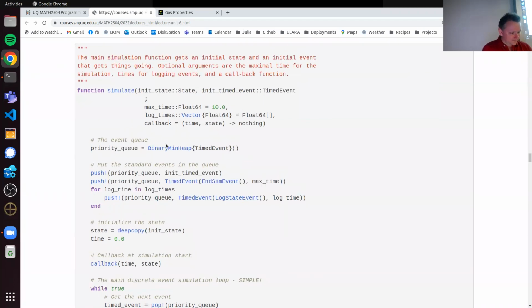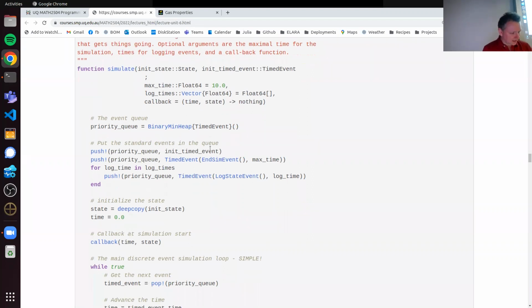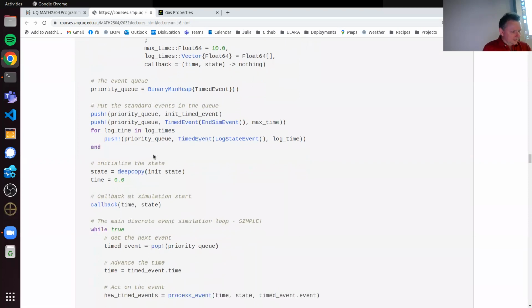Okay, we're going to have a queue, right? And the items in the queue are timed events. So this is this binary min heap, and we'll talk in detail about binary min heap either immediately after this or at the start of Tuesday's lecture. And the queue starts empty. That's the constructor, obviously makes an empty queue. And we put the initial event in there, right?